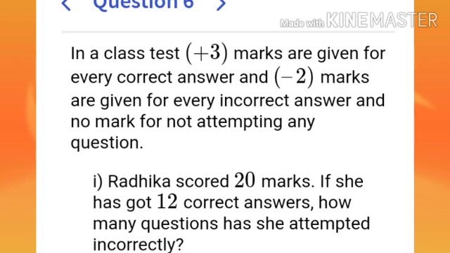In this question, 3 marks are given for every correct answer and minus 2 marks are given for every incorrect answer and no marks for not attempting any. In subdivision 1, Radhika scored 20 marks. She got 12 correct answers and we have to find how many questions she has attempted incorrectly. So, we want to find how many questions she wrote incorrectly.